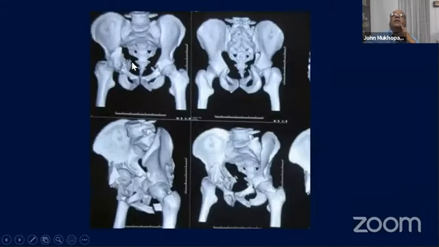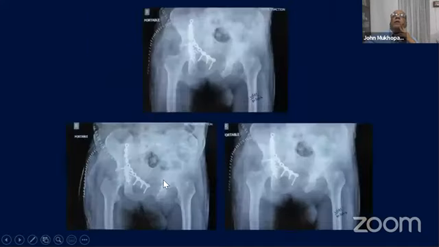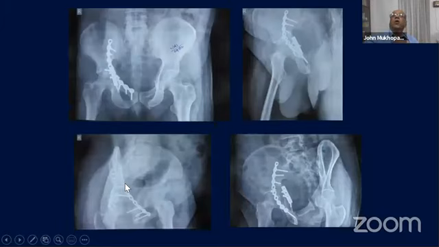You can see the posterior column. This is the anterior column fracture. There's also an iliac pubic rami fracture on the opposite side. You can see the transverse element in the posterior part of the acetabulum here. And in this case, we actually used an anterior plate and a posterior plate to fix the posterior column.